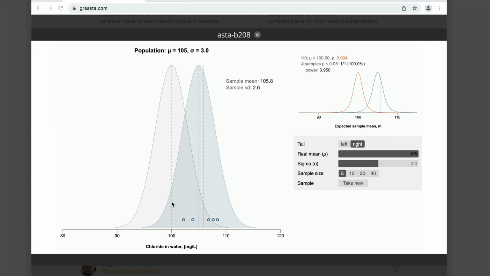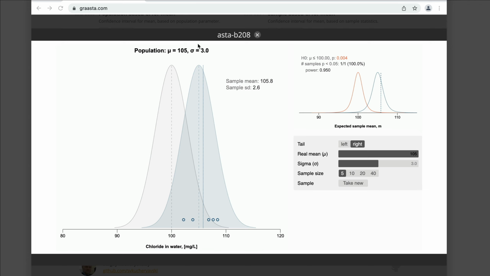So what you see here, the blue distribution in this big plot, is what the real population looks like. In the real population, the chloride in water is approximately 105 milligrams per liter on average. However, our null hypothesis is that the chloride in this water is 100 or less. Imagine that 100 is a kind of maximum acceptance limit. We are talking about a lake, and we believe that our lake is not contaminated. So this is our null hypothesis: mu is 100 or less, but in reality, the lake is contaminated.